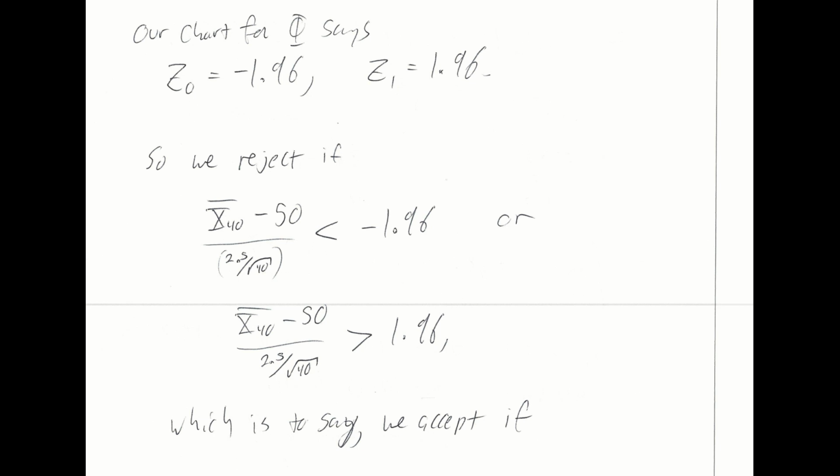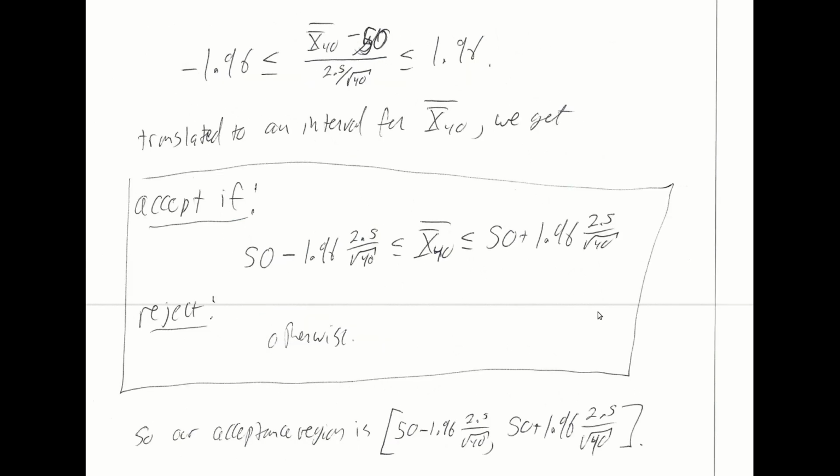So we are now saying that we are going to reject the null hypothesis if this quantity turns out to be less than negative 1.96, or if it turns out to be greater than positive 1.96. Which is to say, we are going to accept the null hypothesis if this quantity falls between negative 1.96 and 1.96. This is an interval for this elaborate expression, which is approximately z.